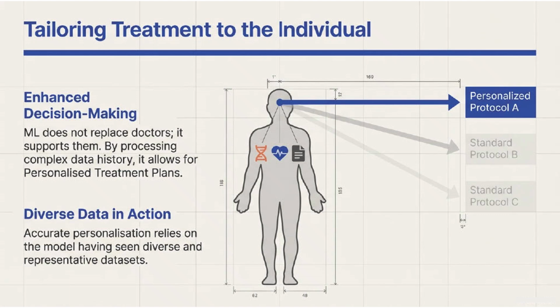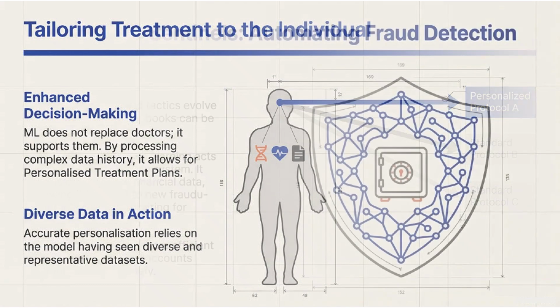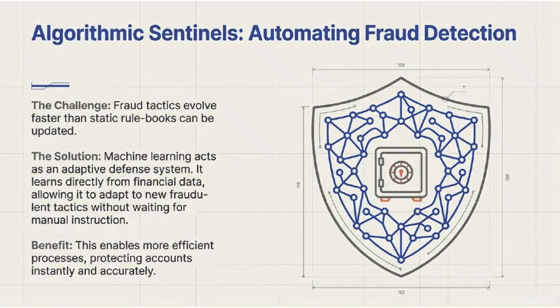Okay, let's switch gears completely. From the hospital to the bank vault. Page 10 is titled Algorithmic Sentinels, Automating Fraud Detection. This is a classic cat and mouse game. The challenge, as the slide points out, is that fraud tactics evolve faster than static rulebooks can be updated. And that goes right back to the brittle rules we talked about at the start. If you write a rule that says flag any transaction over $10,000, the fraudster just steals $9,999. Exactly. Static rules are always one step behind.